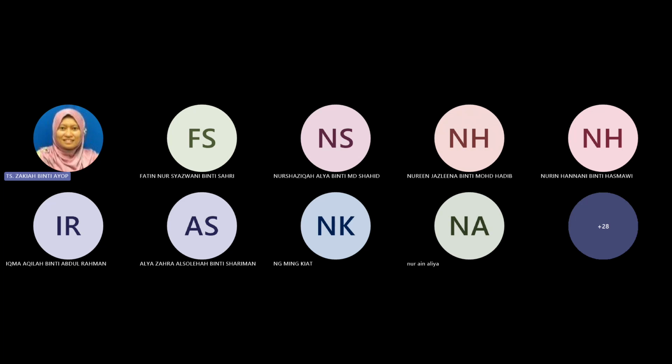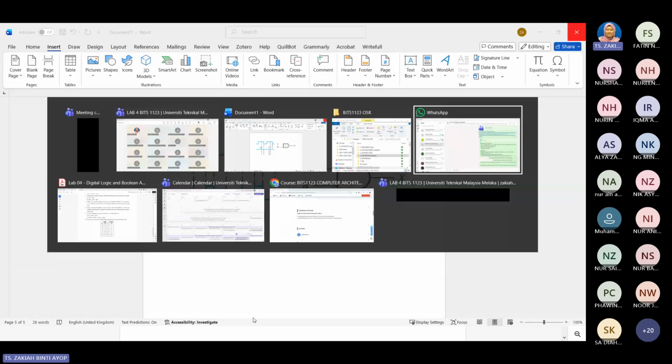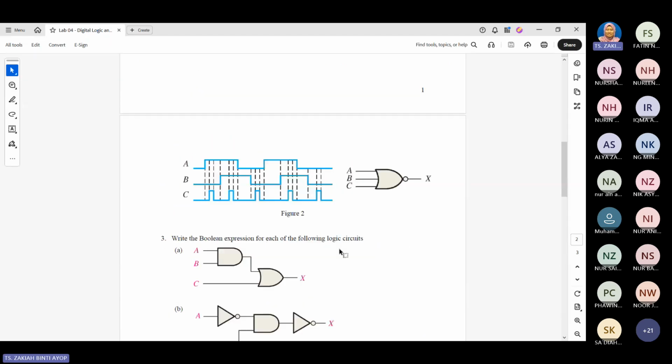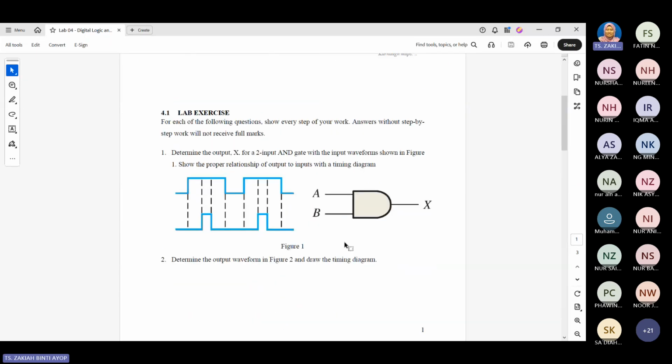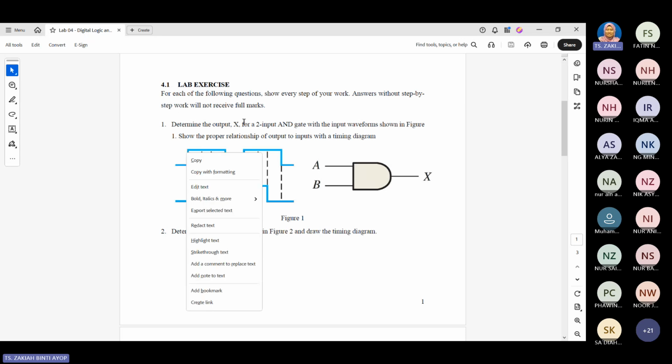Okay, now let me share with the questions that we have so far. Okay, make sure you have downloaded the lab 4. So what you're going to do is the lab exercise. I'm going to brief a little bit of the questions that they were asking you so that you should be able to answer it.